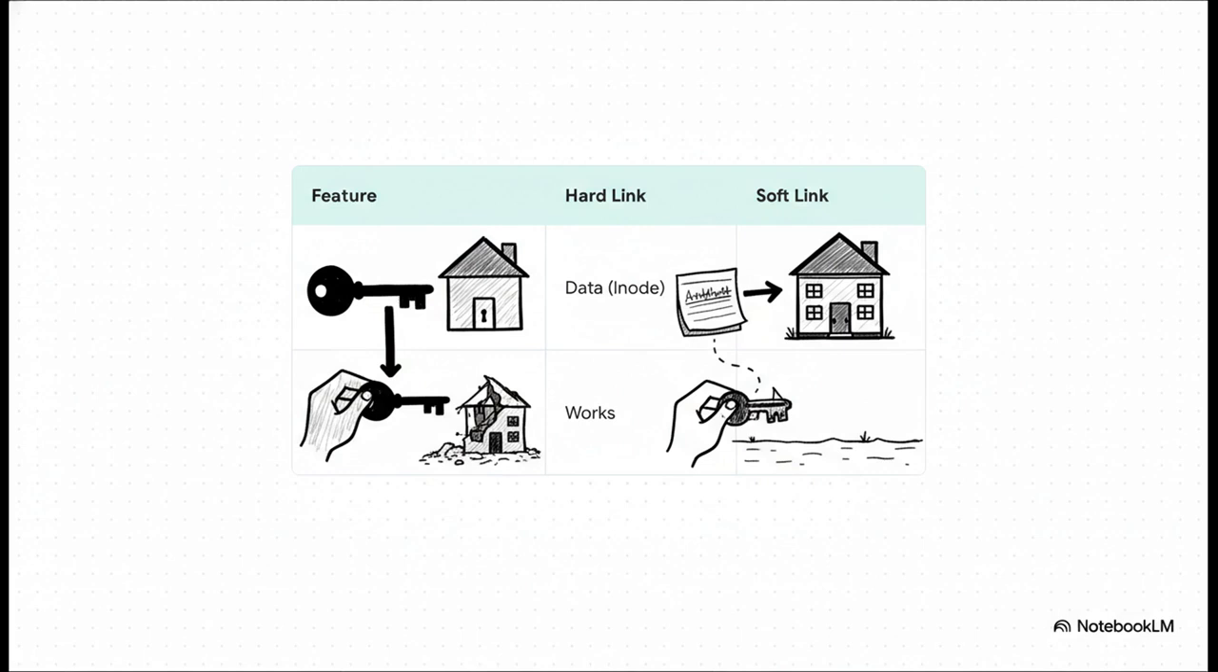A hard link is like having a second key to your house. If you lose one key, the other one still gets you inside. A soft link is just a sticky note on your fridge with your house's address on it. If your house gets demolished, the sticky note is still there, but it's pointing to an empty lot. So there you have it.